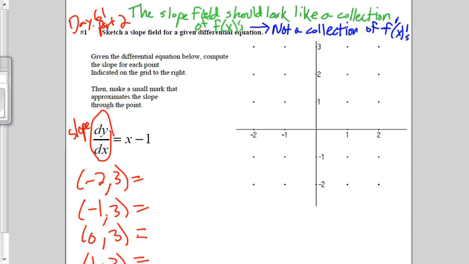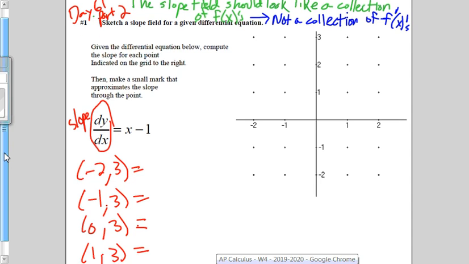Okay? So given the differential equation below, compute the slope for each point indicated on the grid to the right, then make a small mark that approximates the slope through the point. So it's only going to be a little segment at each point. And you look here, 1, 2, 3, 4, 5, 1, 2, 3, 4, 5, 6. So I have 30 points. I'd have to actually fill out all 30 of these. So I think this is not that bad.